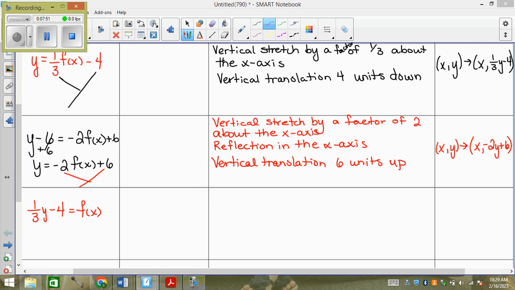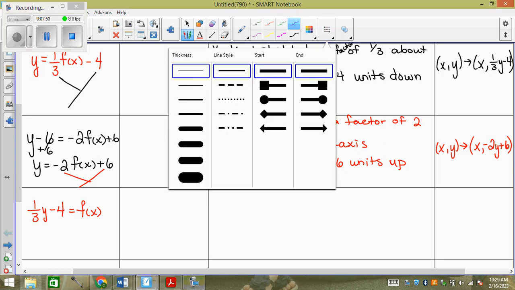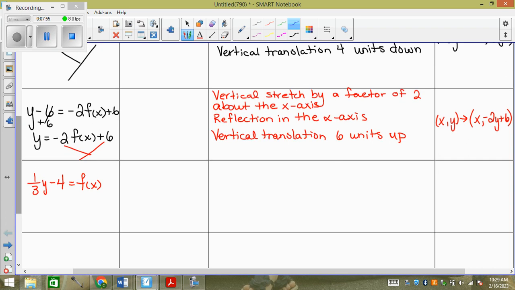So, we are going to move what first? I'm going to guess wrong for a whole bunch of people. What do I have to move first? The 4. You have to do reverse FEDMA to isolate. So we add the 4 first. So I'm going to get 1/3 y equals f of x plus 4.